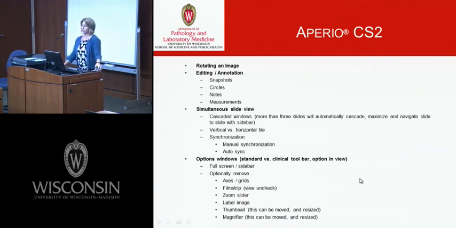Some of the things that the Aperio digital image will allow you to do is rotate an image. It allows you to edit and annotate images. Within the image you have, you can take a small snapshot of a smaller area of the entire slide. You can annotate on there, and that's demonstrated with circles, notes, measurements, etc.